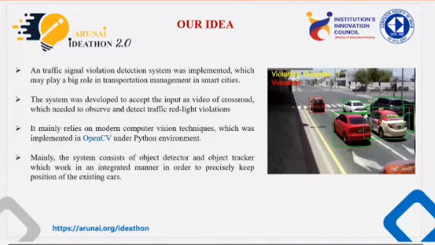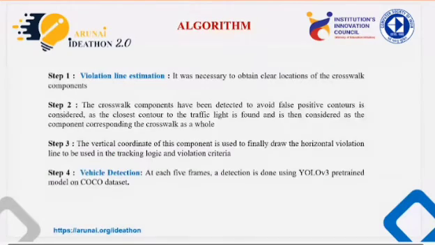Algorithm. It became essential to gain a clean location of the crosswalk components. The closest contour to the traffic light is located and taken into consideration as corresponding to the crosswalk as a whole. The vertical coordinate of the component is then used to draw the horizontal violation line for use within the monitoring logic and violation standard.